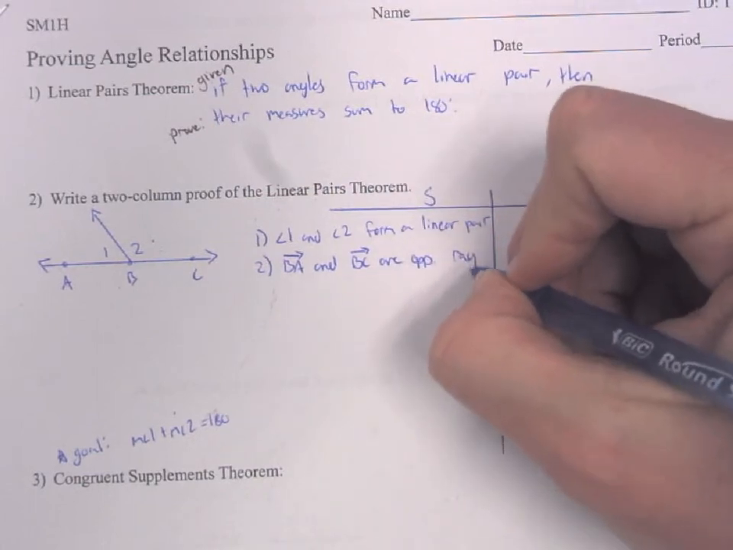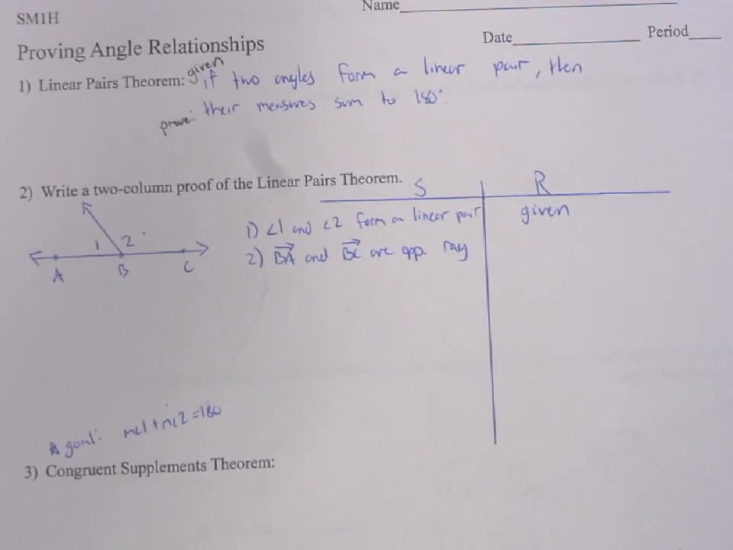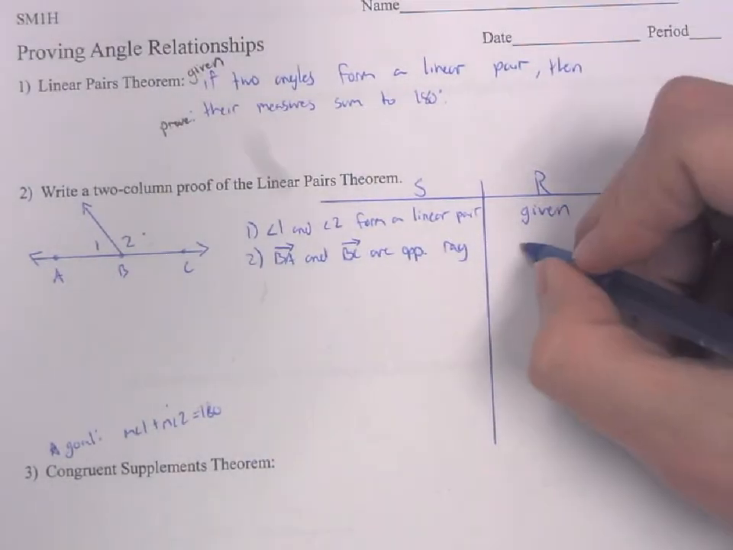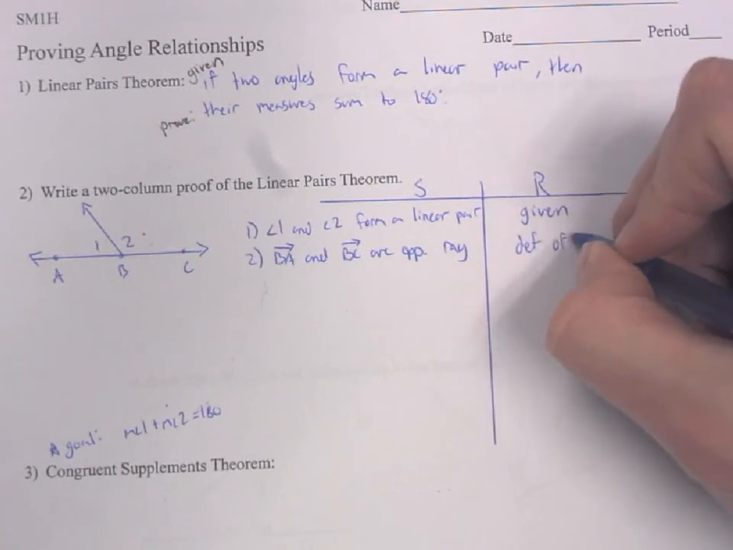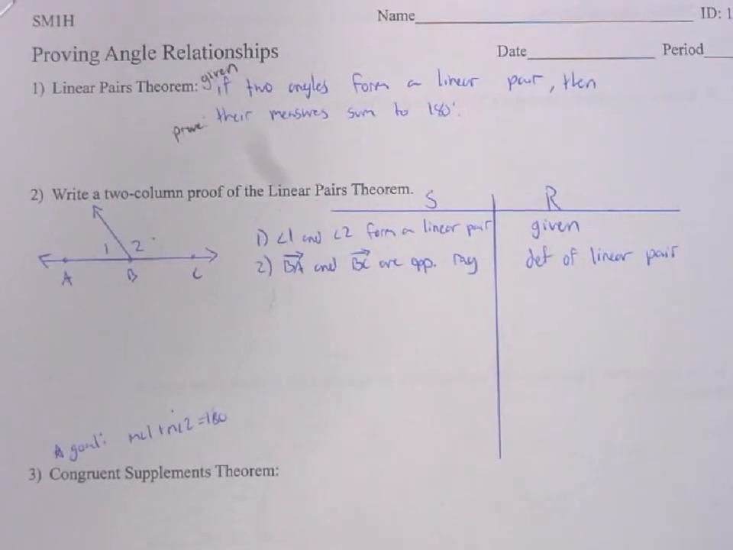I'm going to put op rays. So there's a lot of abbreviation in proofs. Just make sure that it's clear what you're talking about. Okay, so we're opposite rays. Okay, how do we know that's the case? Is the definition of linear pair, based on how it's defined in the book. Okay, so we got opposite rays.